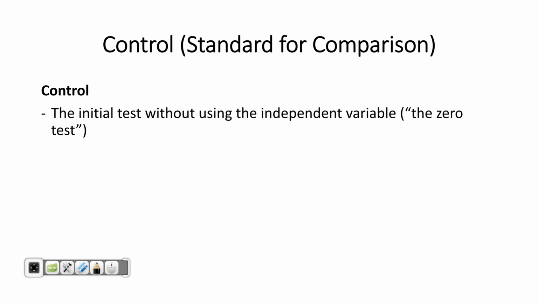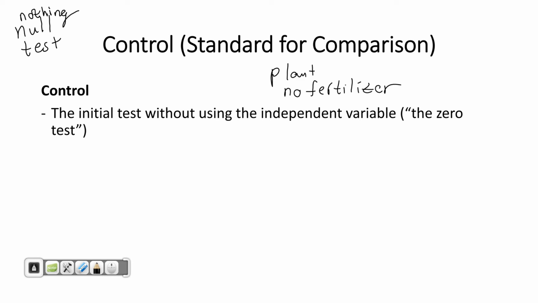It's what we sometimes call, and you don't need to remember this specifically, a null test. What that means is a nothing test. Null means nothing. It basically means you do an initial test without using what you're about to change, your independent variable. The zero test. So if I said I'm going to test how each type of fertilizer affects plant growth, I would do one plant with no fertilizer whatsoever. This would be my control.